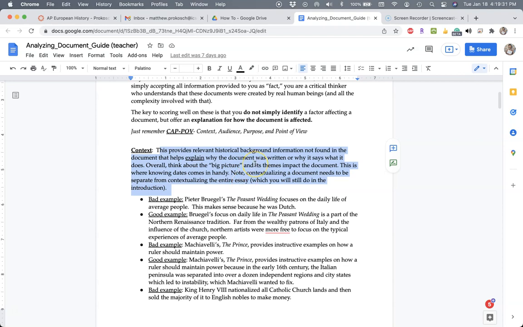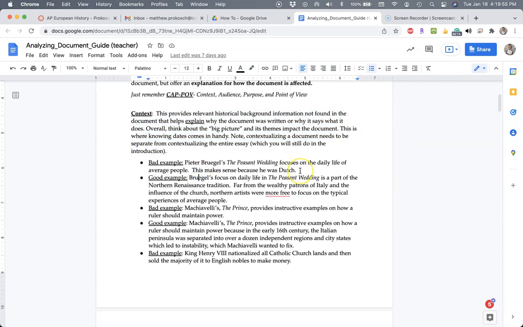Note, contextualizing the document needs to be separate from contextualizing the entire essay. In the actual DBQ, you do need to contextualize the entire prompt, just like you do with the LEQ, but you can actually contextualize the document as a form of sourcing, but they are considered separate. And as always, we cannot double dip in AP Euro.